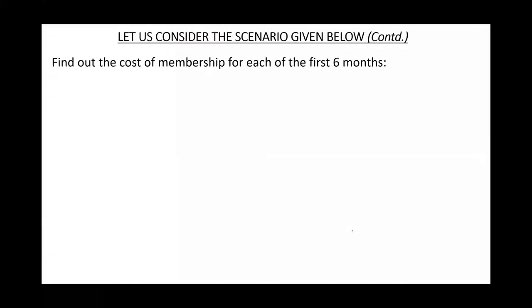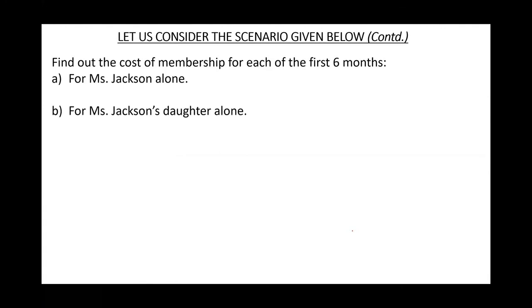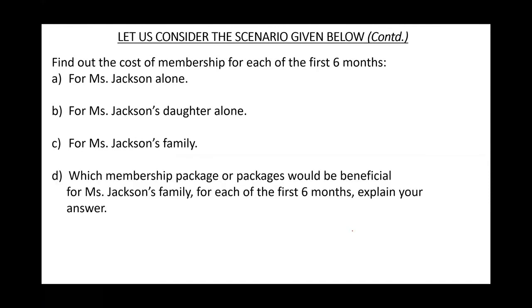The question is to find out the cost of membership for each of the first 6 months: A, for Miss Jackson alone; B, for Miss Jackson's daughter alone; C, for Miss Jackson's family; D, use all this information to find which membership package or packages would be beneficial for Miss Jackson's family for each of the first 6 months. Explain your answer.